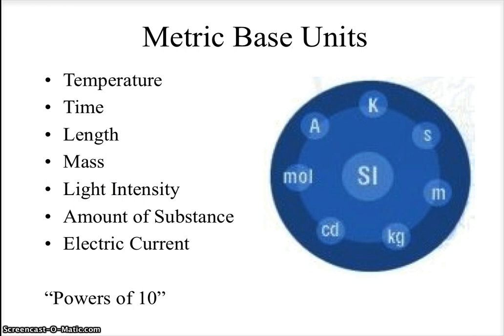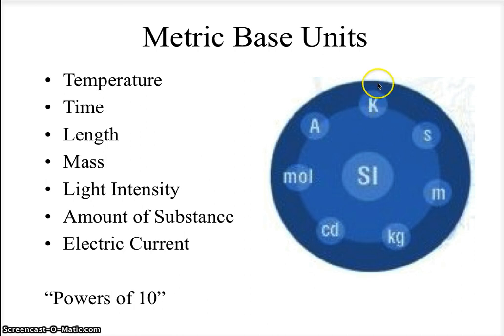Now, any other units that you're going to be utilizing in class, like meters per second, is essentially not a base unit, but rather a derived unit. A derived unit is a unit utilized in a measurement that comes from two or more base units. So if you look over here, A is the symbol for electric current.